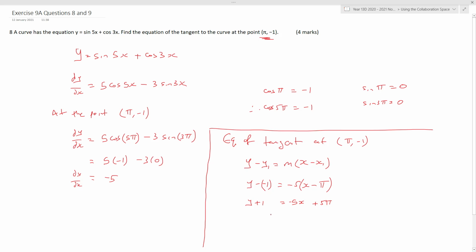So we can bring everything to the left hand side. So we go y plus 5x minus 5 pi plus 1 equals 0. There we go. That's our equation of the tangent. It's an unusual one because we've got 5 pi and 1, so that's our constant there. Right, good. Hope that helps. You can hit pause and write it down.